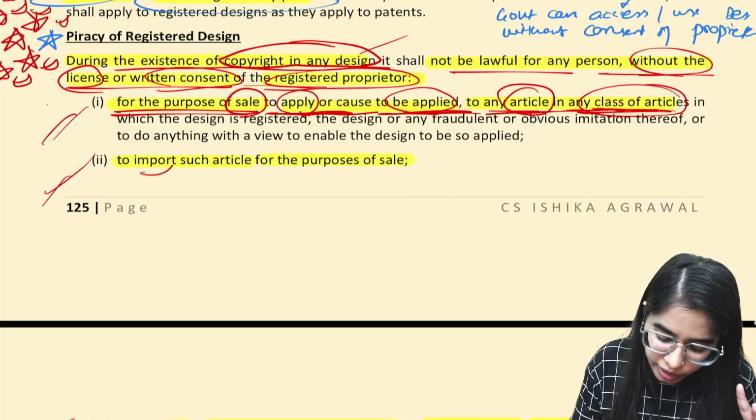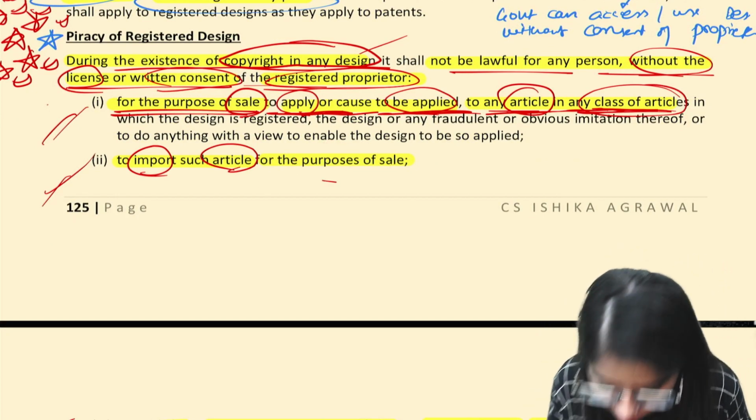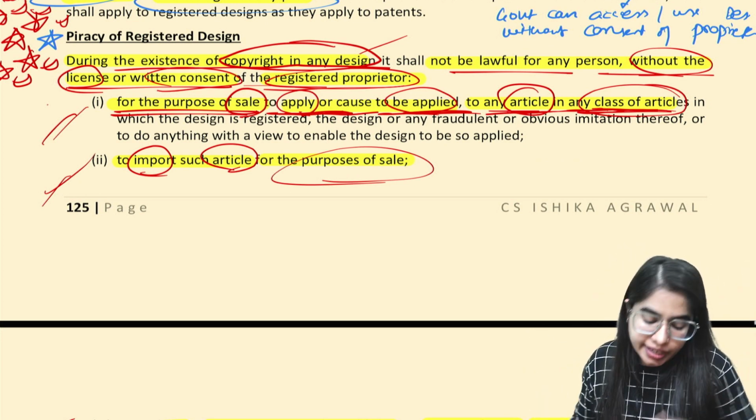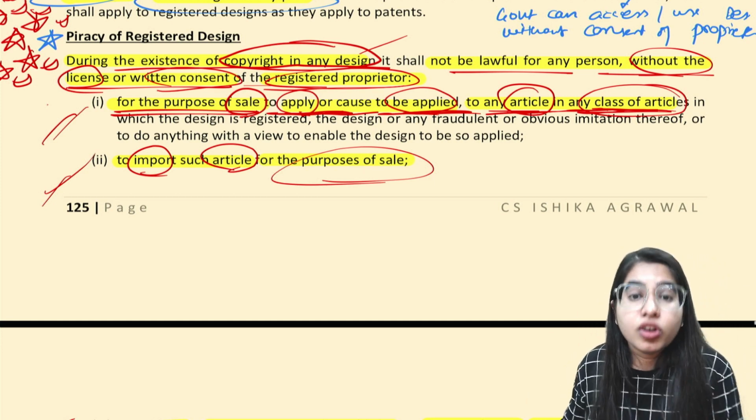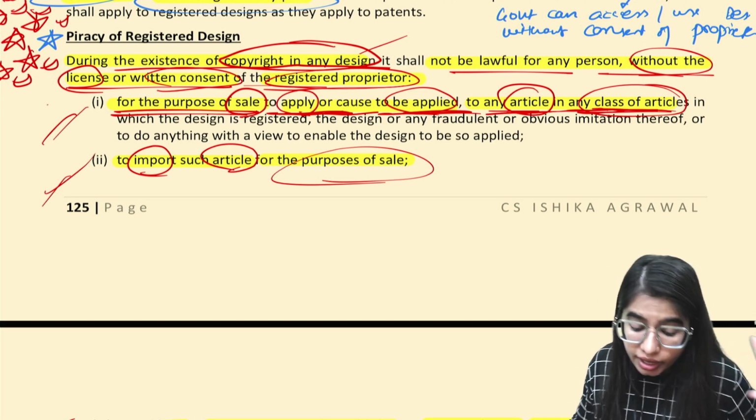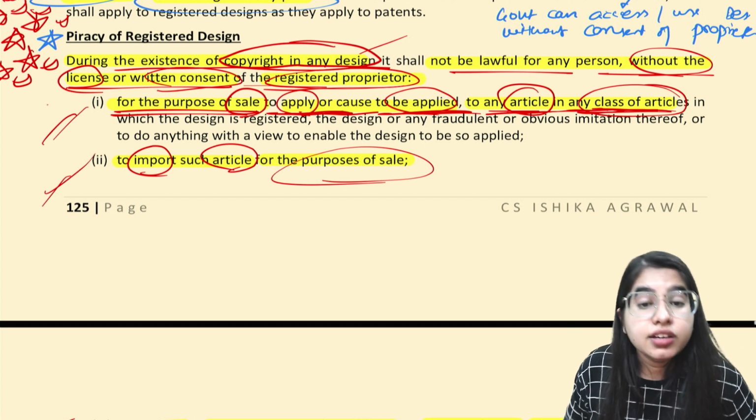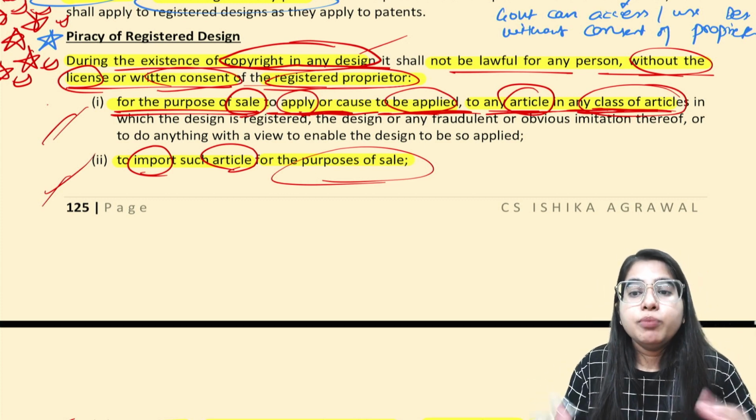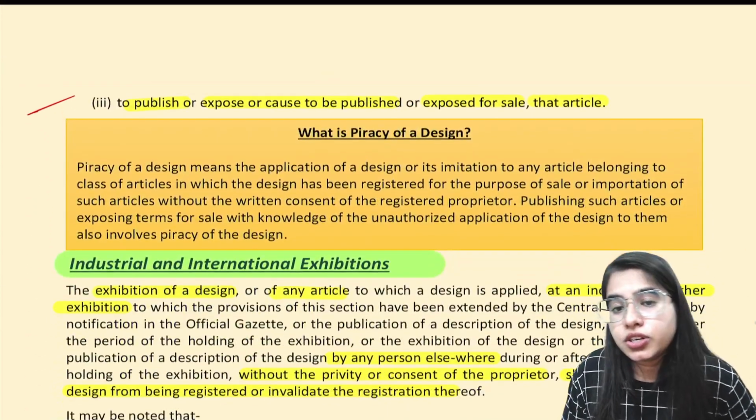Number 2, you are importing such an article for the purpose of sale. Again, you are importing that article from outside India for selling in India. You are importing without permission. Illegal import, smuggling we call it. You are importing that article without permission, without a license, for the purpose of sale in India. That will also be called piracy of registered design.